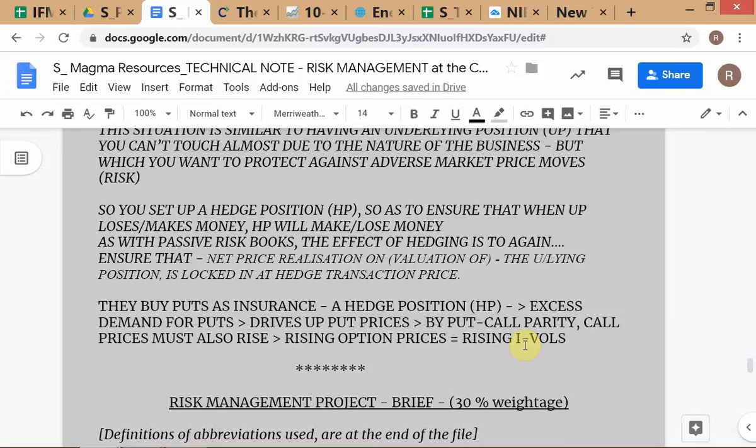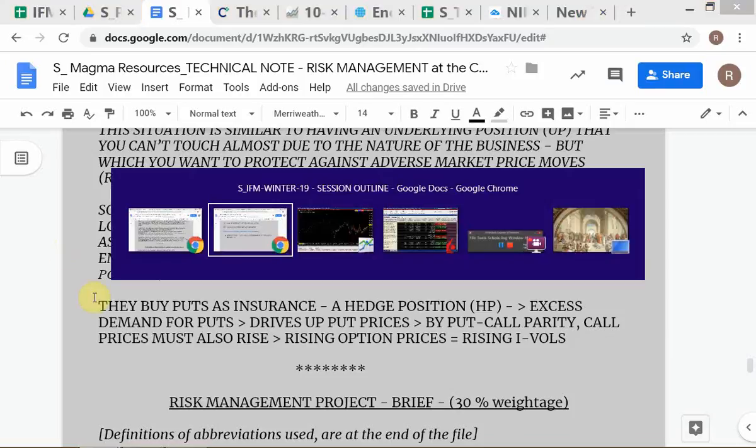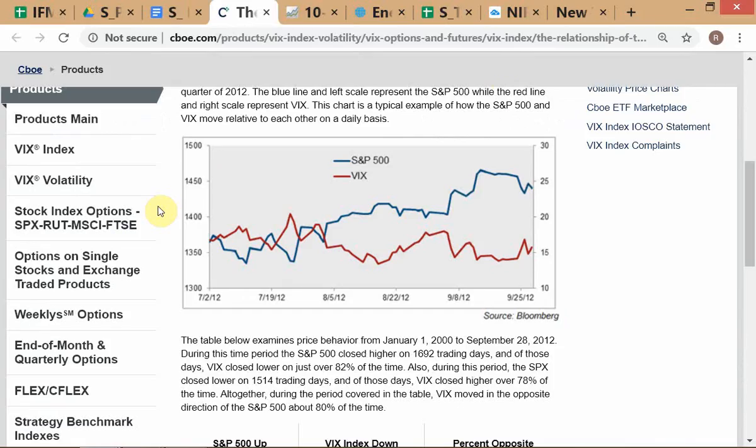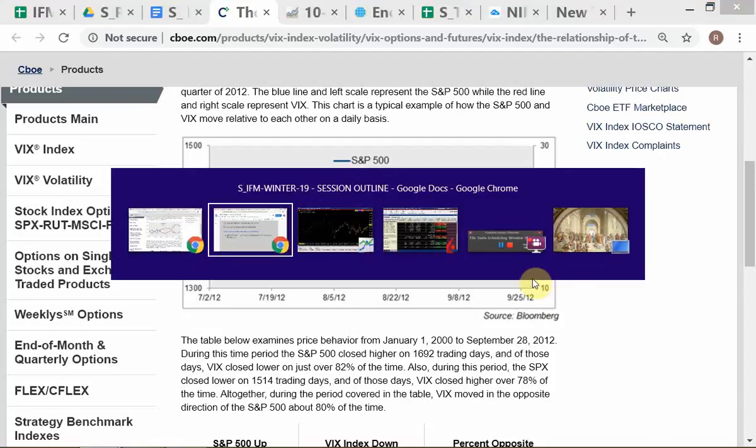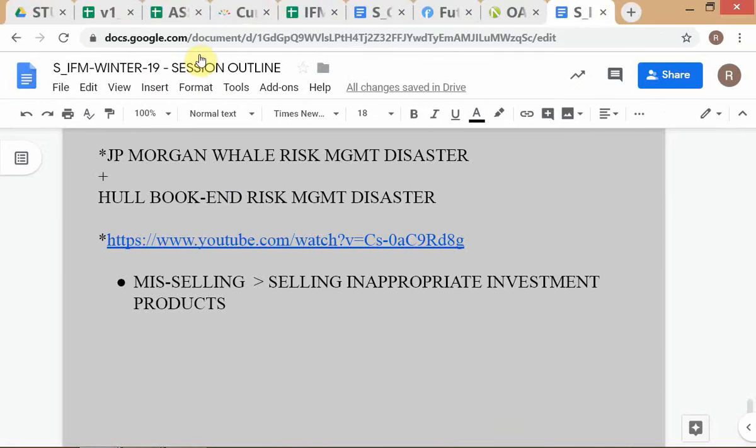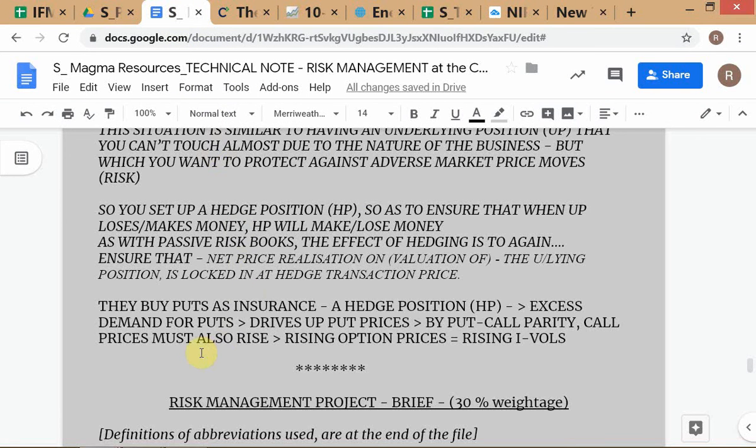So this is the logic that should have been given in the answer. Some of you have given it, but I think not even 5 people were able to explain it clearly. So this is the logic that explains why we generally expect this inverse relationship between the S&P 500 and the VIX.